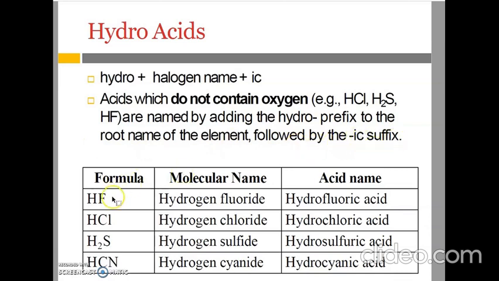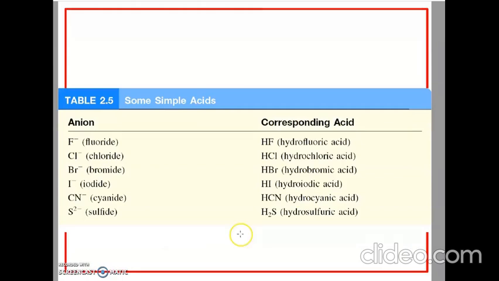Okay, examples here: hydrogen fluoride, the acid name becomes hydrofluoric acid. Okay, the molecular name of HCl, hydrogen chloride, the acid name we call hydrochloric acid and so on. Okay, and then there are some simple acids. If the anion is fluoride, chloride, bromide, the corresponding acids become hydrofluoric acid, hydrochloric acid, hydrobromic acid.